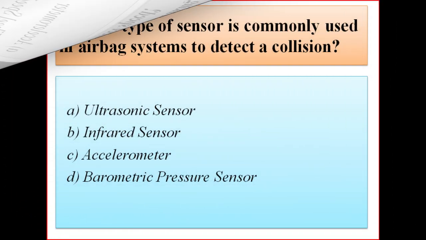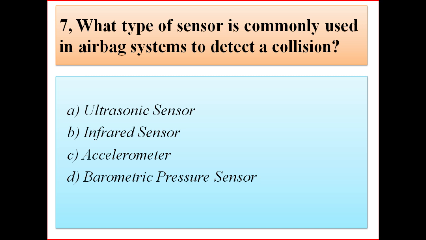7. What type of sensor is commonly used in airbag systems to detect a collision? A. Ultrasonic sensor. B. Infrared sensor. C. Accelerometer. D. Barometric pressure sensor.